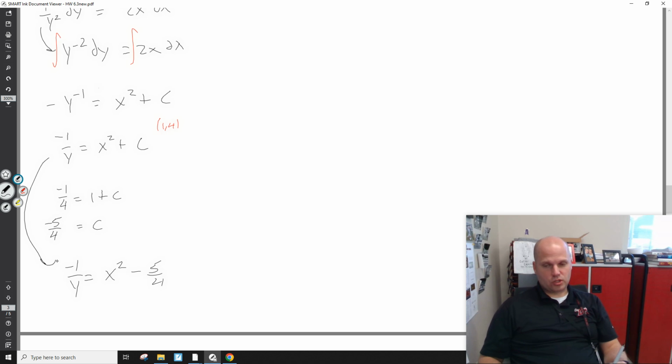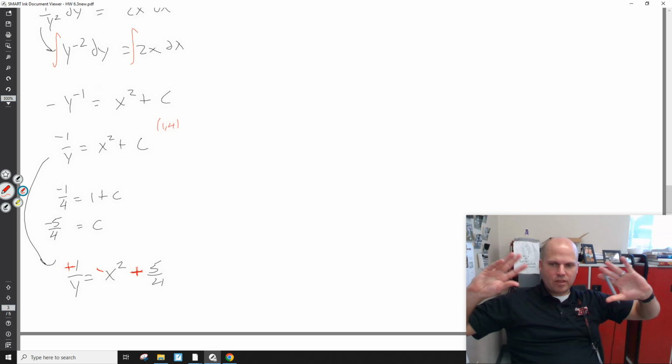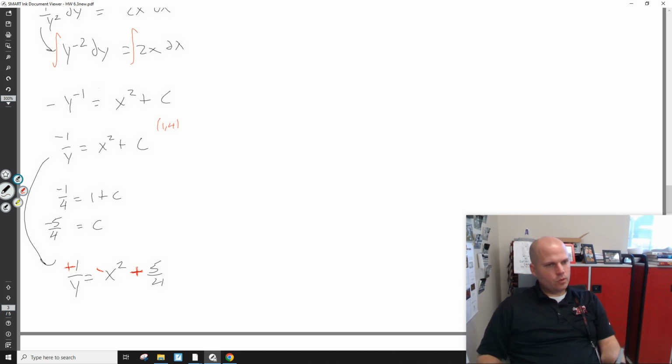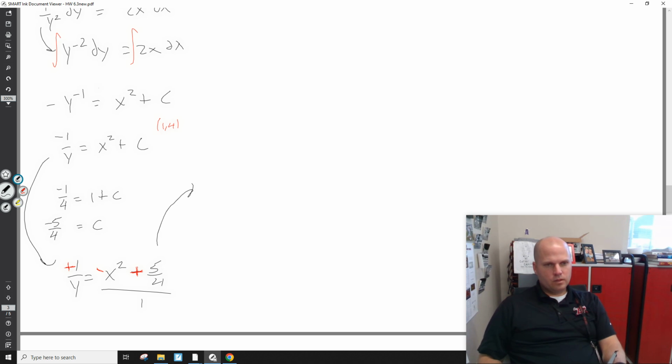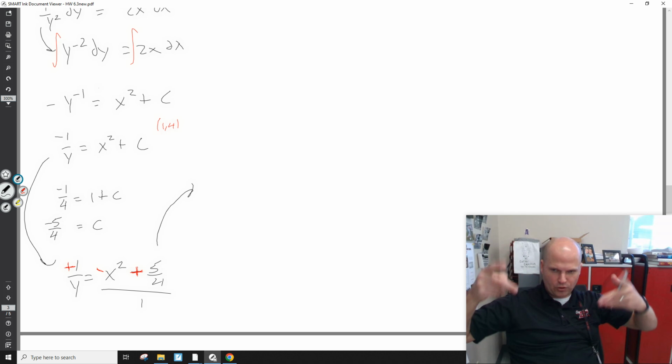Okay, we need to solve for y. First things first, I'm going to get rid of this negative by taking the opposite of both sides. That becomes a negative, that becomes a positive. I need to get y in the numerator. A common thing we do, and it's easy to do, is just flip both fractions.